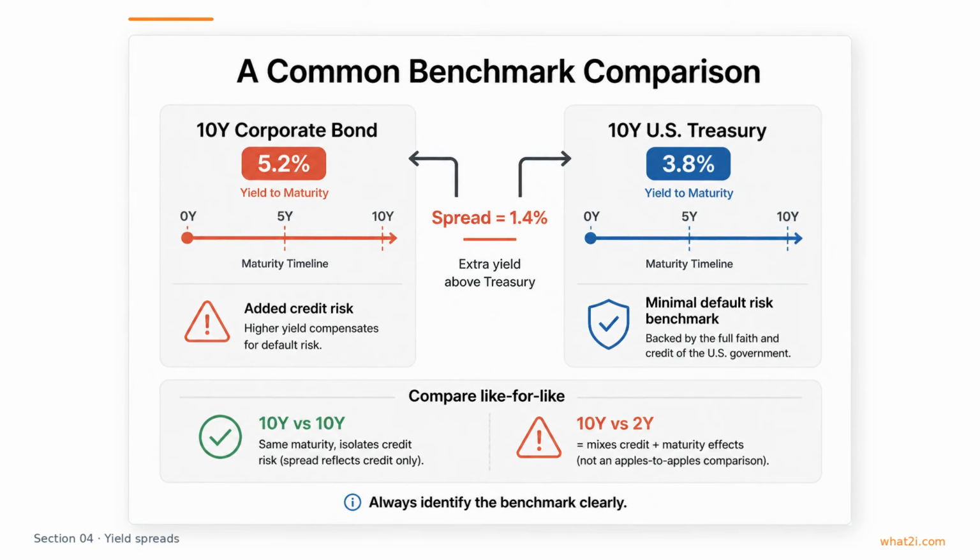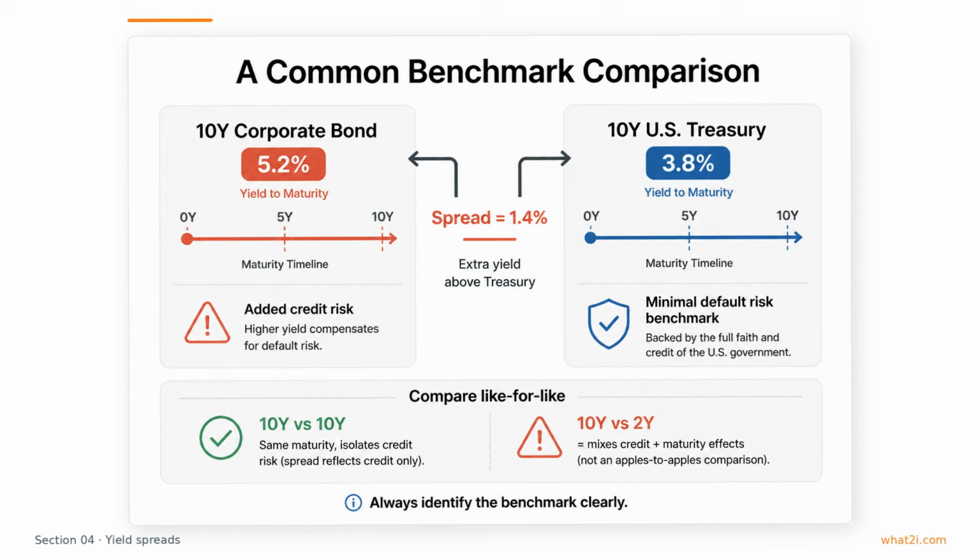One of the most common spread comparisons is a corporate bond versus a treasury of the same maturity. Matching maturities matters because otherwise you mix credit differences with time to maturity differences. If a 10-year corporate bond yields 5.2% and a 10-year treasury yields 3.8%, the 1.4 percentage point gap is the spread. That spread reflects added credit risk, but it may also include liquidity differences and other market forces. The Treasury serves as the benchmark because it is generally treated as having minimal default risk. Good spread analysis always begins by stating that benchmark clearly.